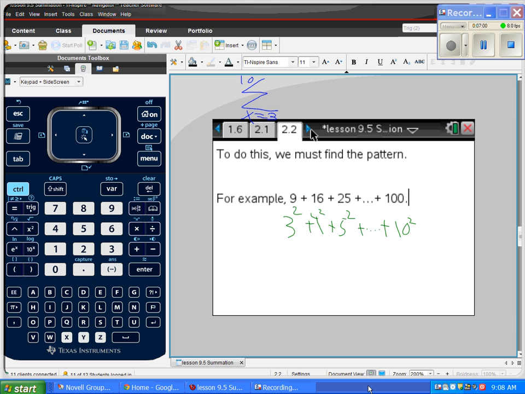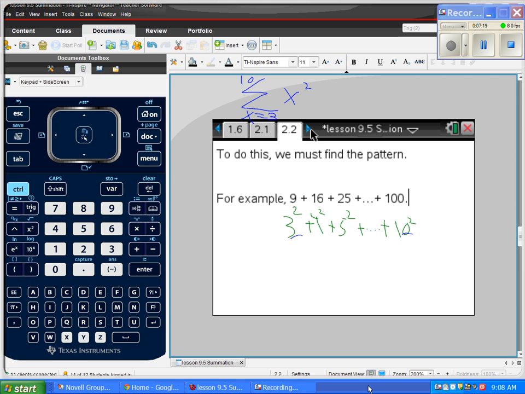Well, just look right here on this one. It's usually easier. The first number we plugged in was a 3. The last number we plugged in was a 10. What was our pattern that we used? X squared. And that's all it is.